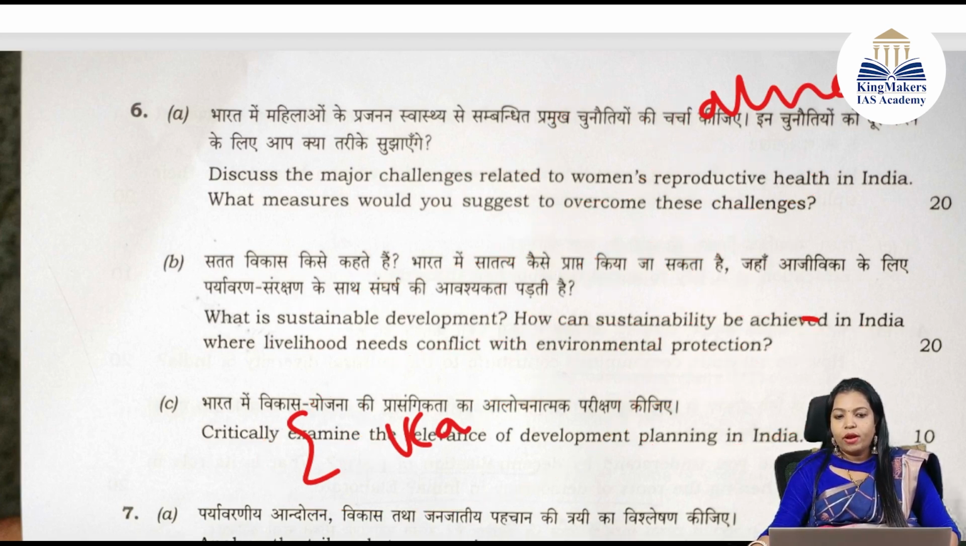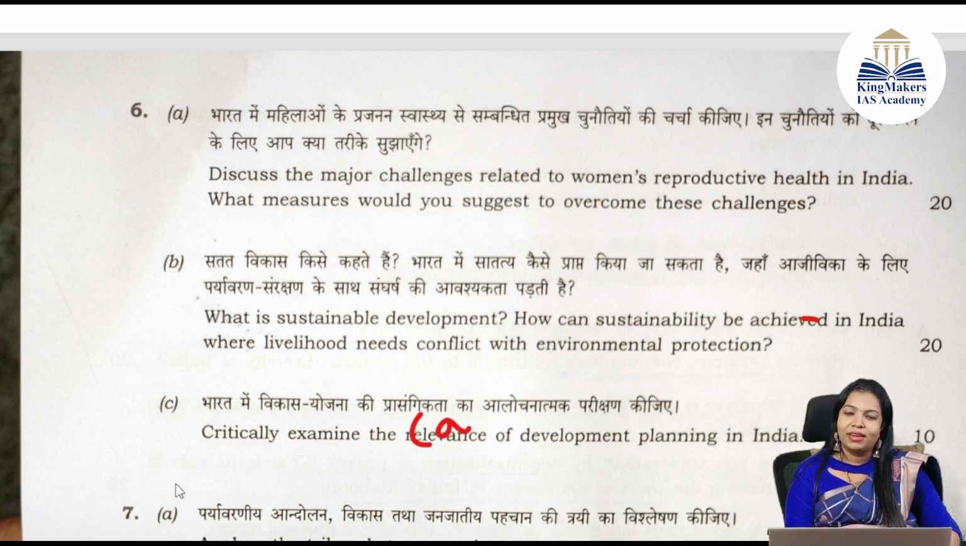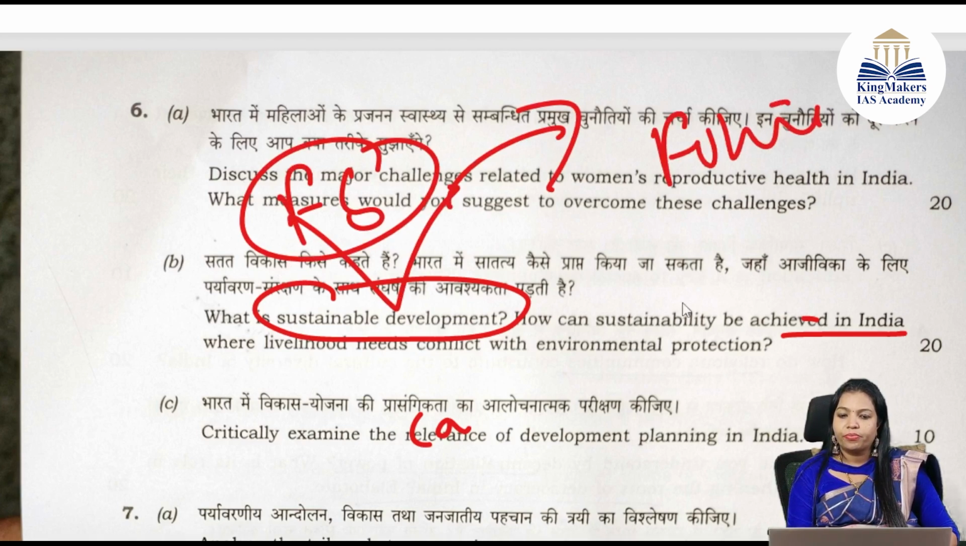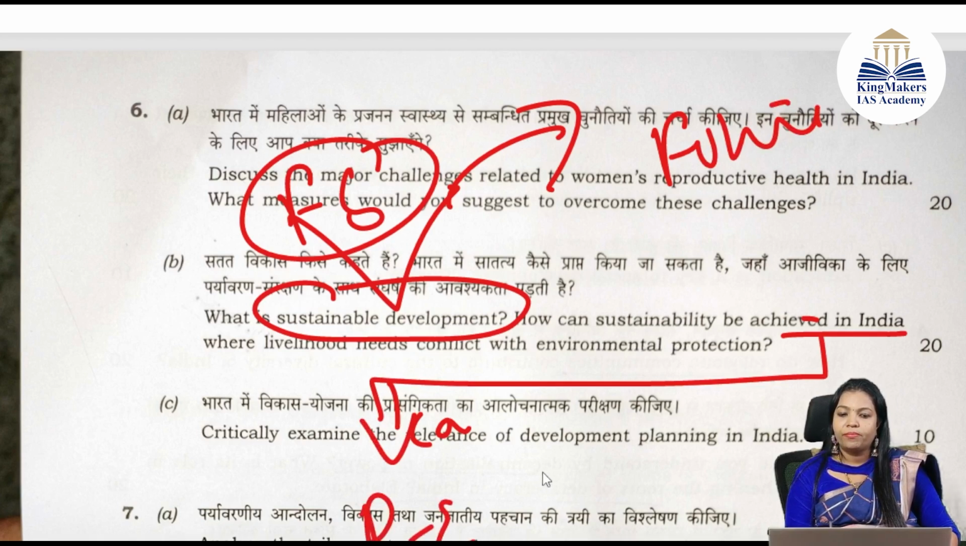Next, what is sustainable development? Environment and social change. Environment related questions: sustainable development. How can sustainability be achieved in India? What is sustainable development? For future use, we should check our today's development against our future use also, correct? Then how can sustainability be achieved in India? You can say it can be achieved in India through renewable energy.